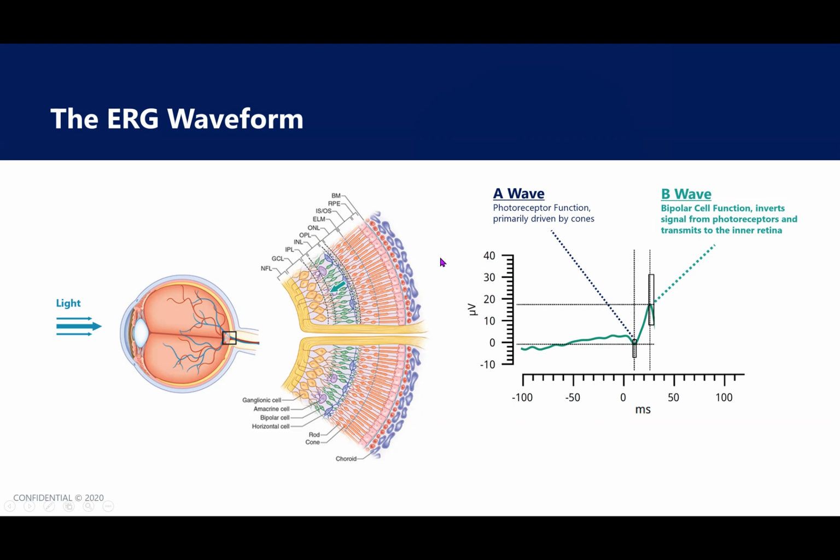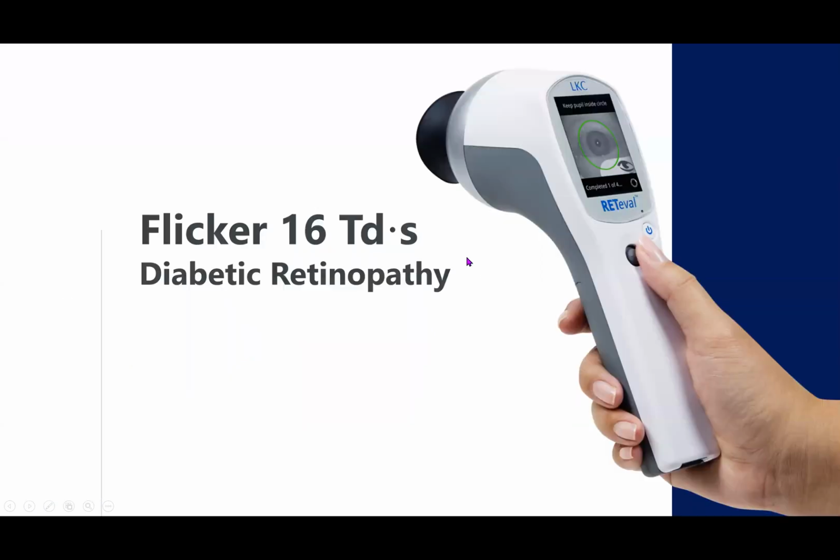And then as the electrical impulse travels from the bipolar cells to the retinal ganglion cells and out through the optic nerve to the brain, you get this third peak here called the photopic negative response. And then the waveform returns to close to zero as the signal leaves the eye. The first report we're going to review is the Flicker 16 Trolland test, which is generally used for patients who either have diabetic retinopathy or are suspected of having diabetic retinopathy.